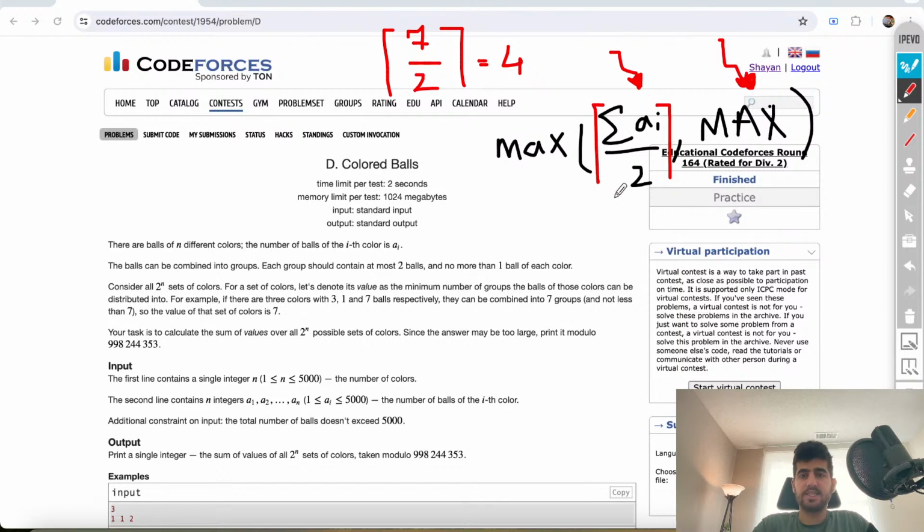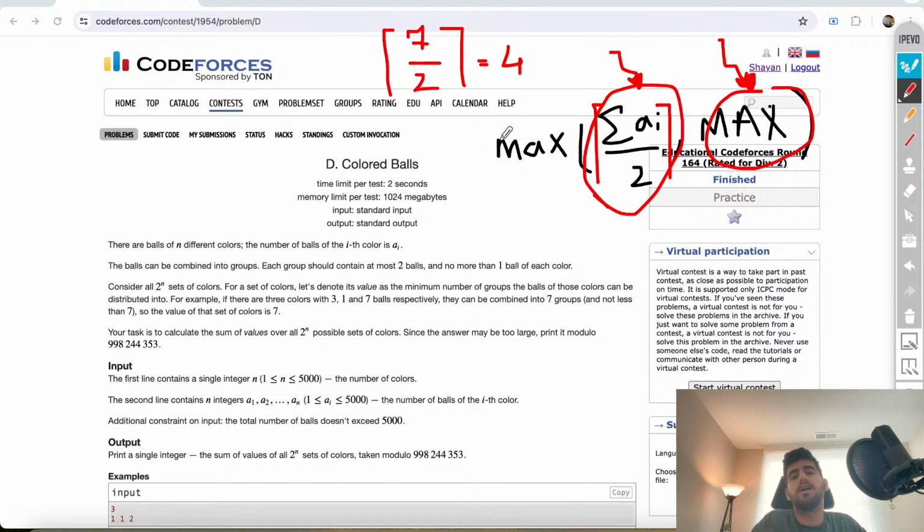So this is the proof that we need at least this much, and this is the proof that we need at least this much as the maximum, because all the balls of that color need to be in different groups. So we need at least that many groups. So we need both of these. Now I just need to show that this is exactly equal to the answer. The answer is not more than this.